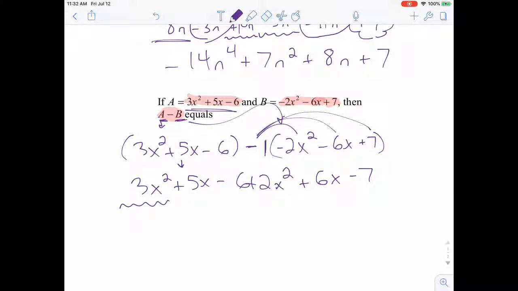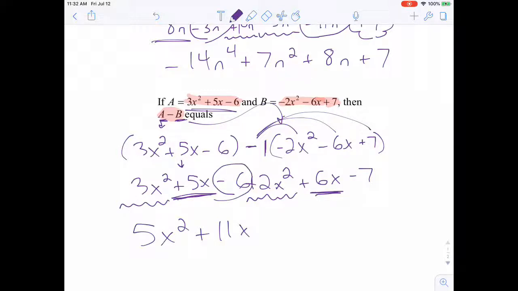So I have +3x squared. If I scan my other terms, +2x squared. Again, like terms, same variable, same exponent. 3x squared and 2x squared gives us 5x squared. To continue, now I'm looking in descending order, so I have +5x, scan my other terms, and +6x. When I combine those, I get +11x. And my constants, -6 and -7, gives me -13, giving my final answer 5x squared plus 11x minus 13.